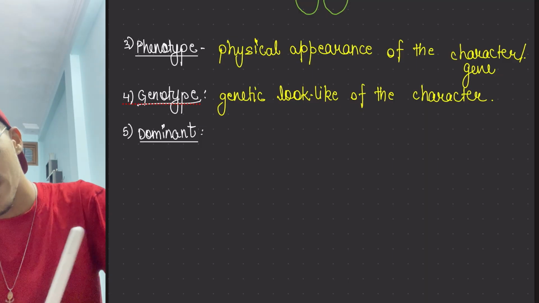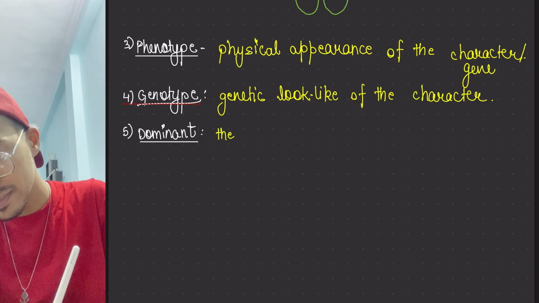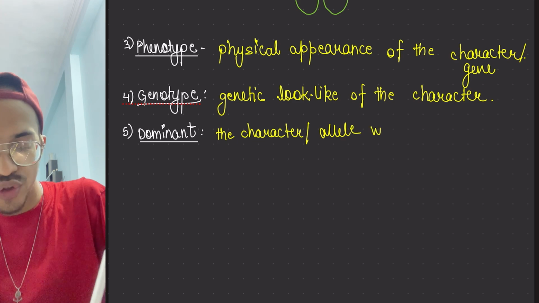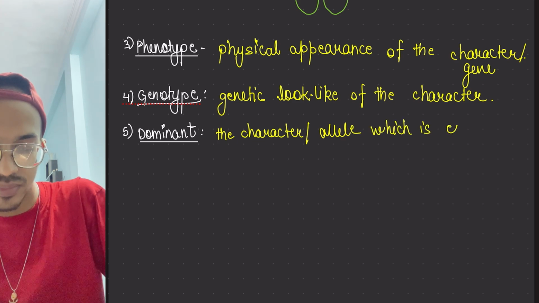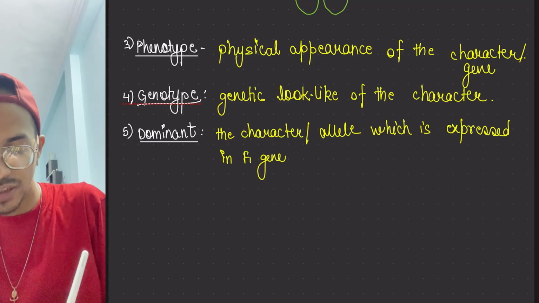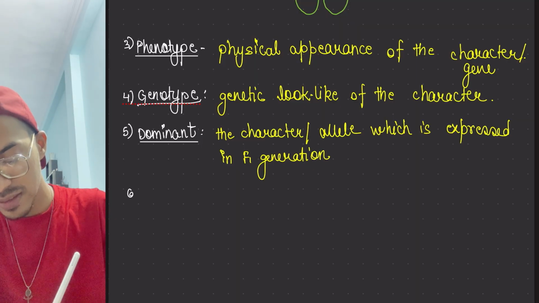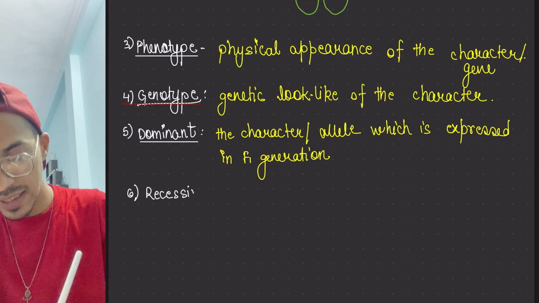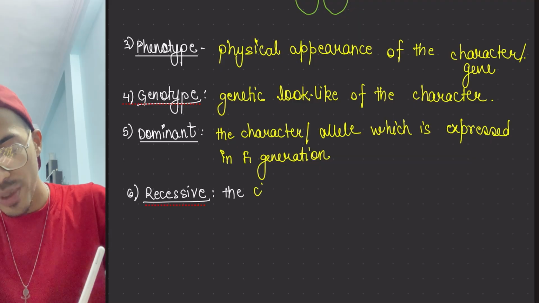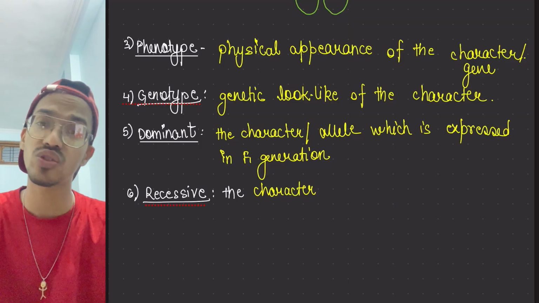So the dominant one is the character or allele which is expressed in F1 generation. What is that? We will learn. The character expressed in the F1 generation is known as dominant. And recessive means the character or the allele which is not expressed, or which gets hidden or masked in the presence of the dominant allele.